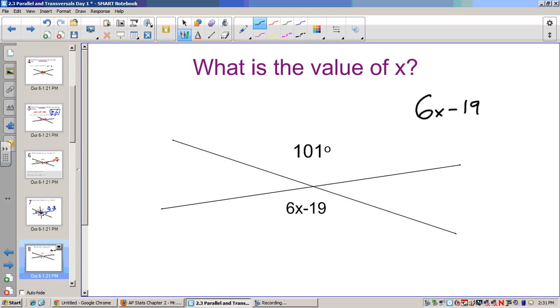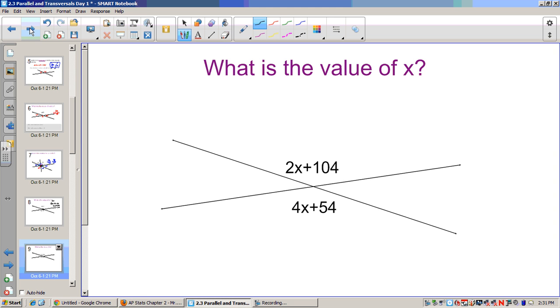6x minus 19 is equal to 101. Add 19 to both sides, so 6x is equal to 120. Divide by 6, and x will equal 20. Now the value of x is 20. So if we want to check to see if it's right, we do 6 times 20, which is 120, minus 19, and that's 101, which we know these two have to be congruent. So that's true.